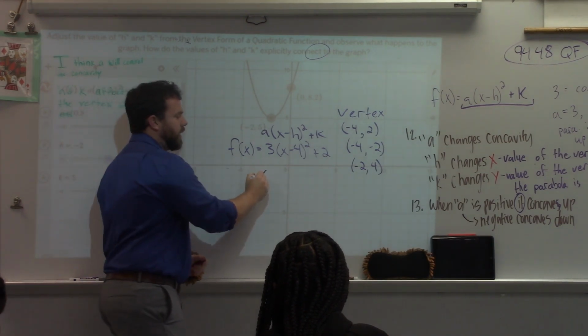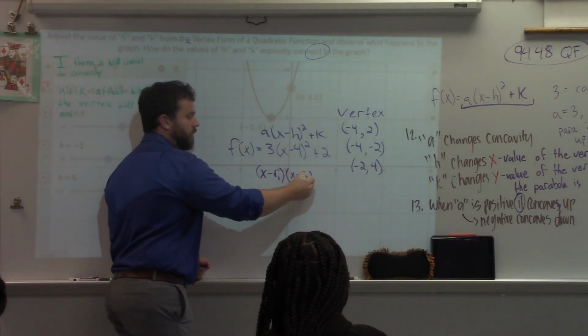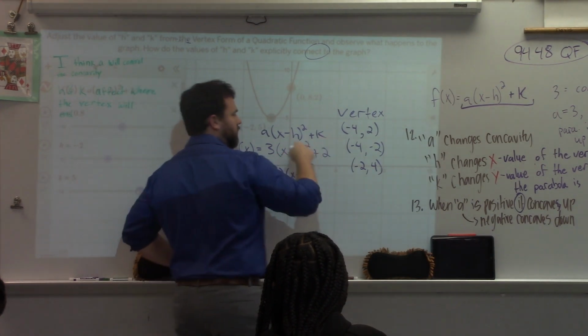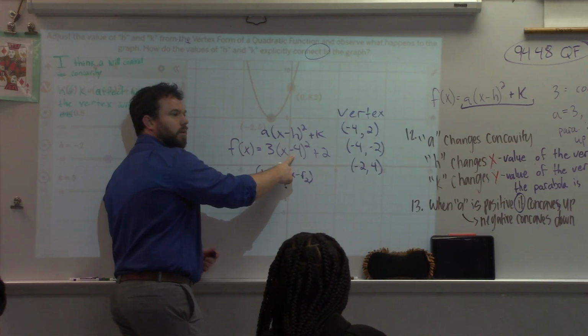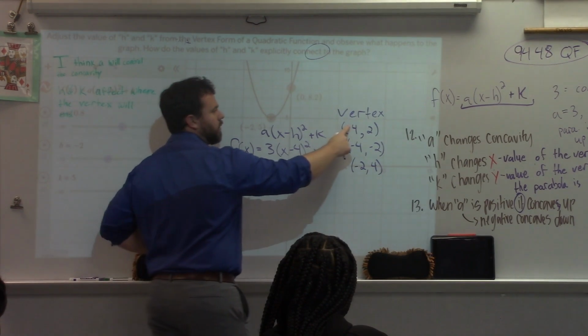Remember, guys, how we had x minus R1 and x minus R2 and we had to do the opposite? Yeah, because it already has a minus. What does this already have? A minus, right? I said that. So H is not a negative 4, it's a positive 4.